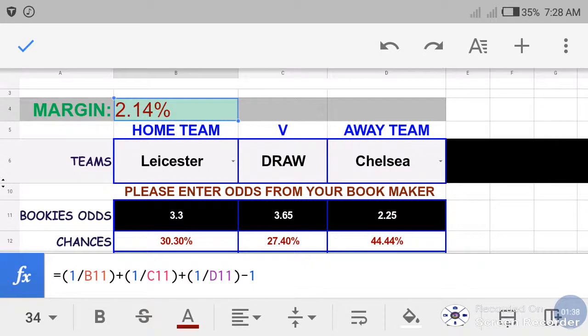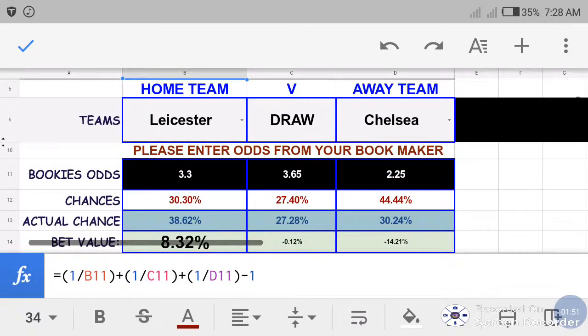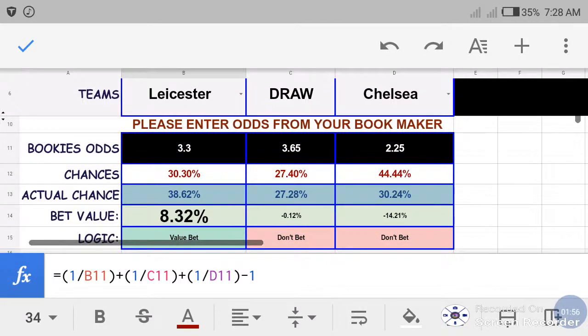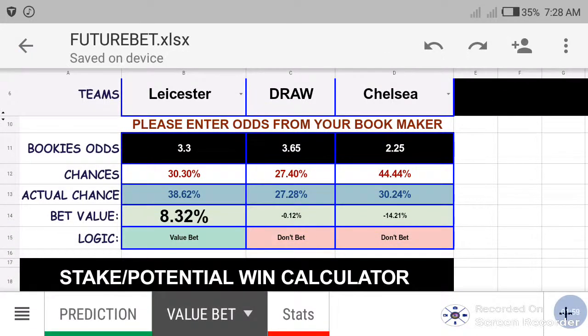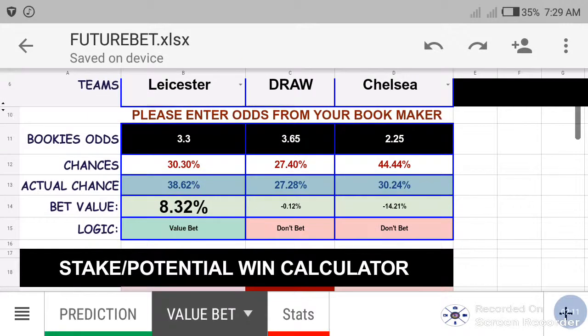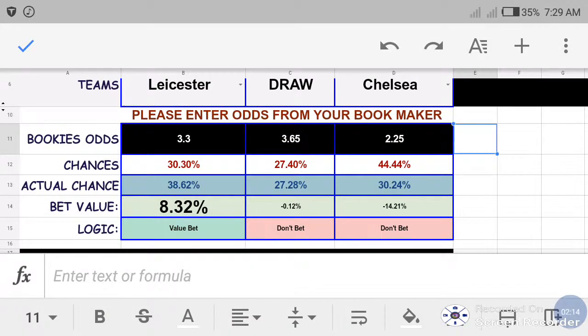This book margin is calculated based on the odds you get from the bookmakers. For our example today, we'll be looking at Chelsea and Leicester. The bookmaker we're using today is Futurebet. On the Futurebet platform, Leicester is priced at 3.3 to win. The draw is 3.65, and we have Chelsea at 2.25.